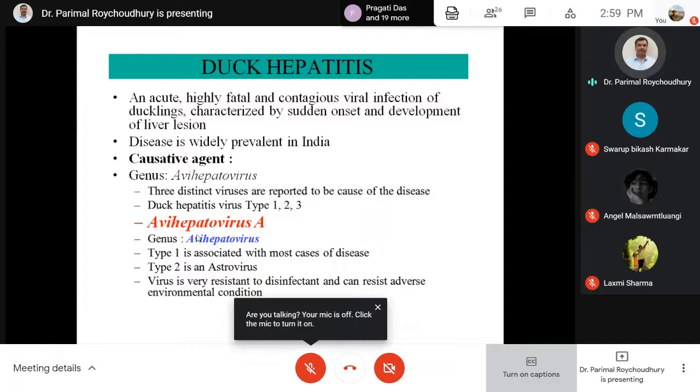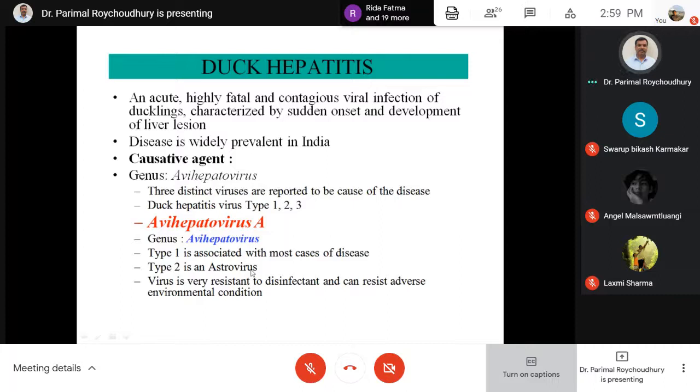So three distinct serotypes have been seen: type 1, 2, and 3. And the causative organism is Avihepatovirus A. Type 1 is associated with most of the infections. And the virus is very much resistant.